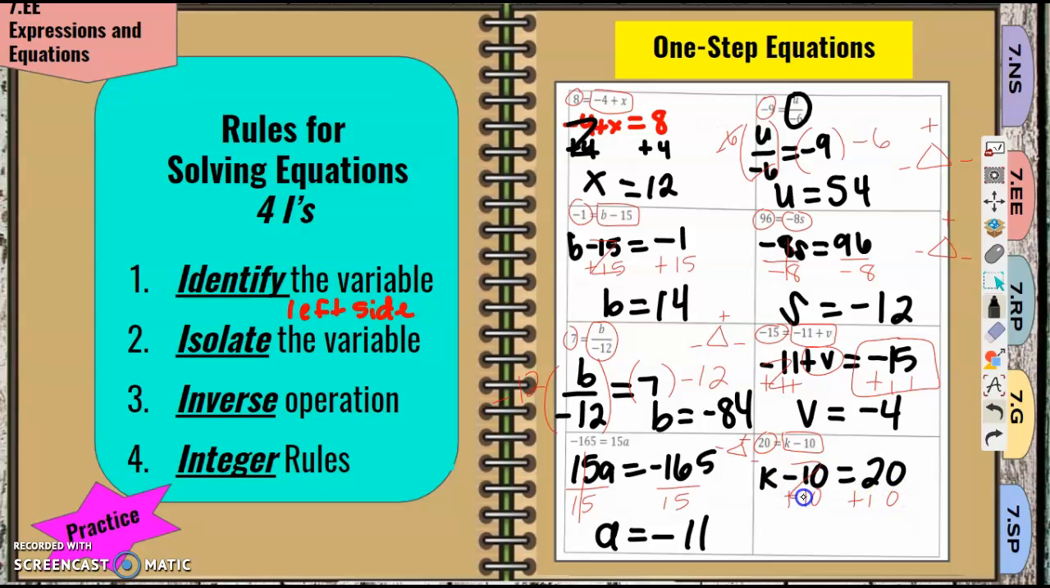Negative 10 plus 10 is 0. That leaves me with k. And 20 plus 10 is 30. So my answer is k equals 30.